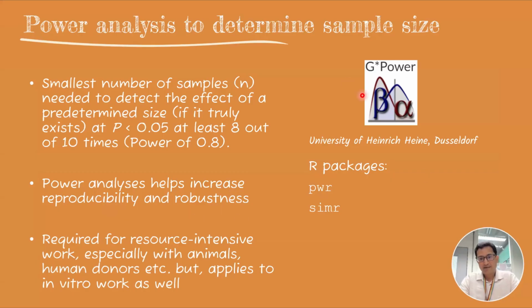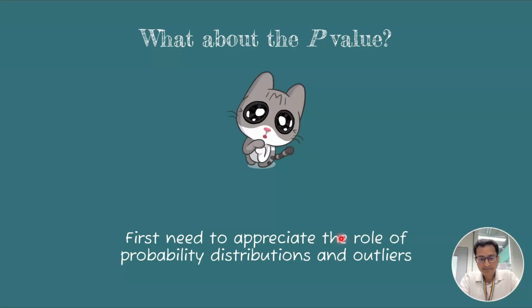And of course, there are great packages. G*Power is very common. It's very good. In R, you would use a package called Power or Simr, which is simulation-based, which is even more powerful for power analysis in R. So then that brings me to, what about the p-value? What did you mean by reproducibility and robustness through power analysis?